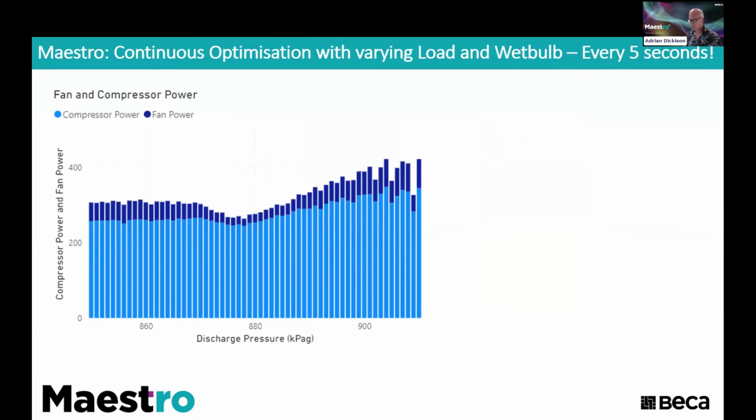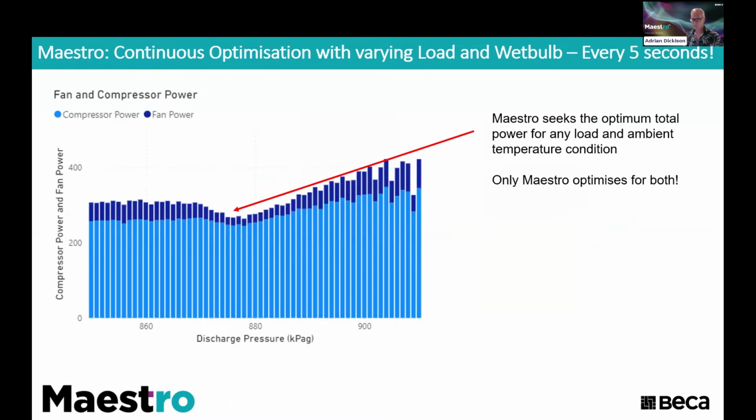What is the special thing about Maestro that other places don't reach? Well, it's continuous optimization with varying load and wet bulb every 5 seconds. So what we know is that people are quite used to running refrigeration plants with reset of discharge pressure with respect to wet bulb temperature. However, we do that for load and temperature because load's varying all the time in a typical process plant. If you're just resetting your wet bulb temperature several times a day, that's not going to cut it in terms of getting the absolute in energy efficiency.